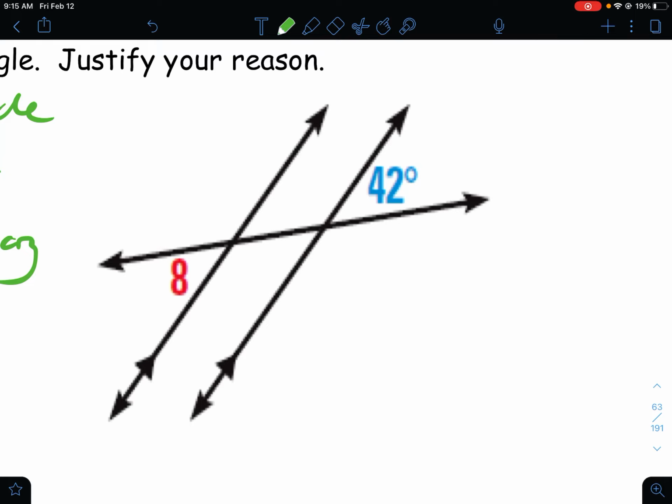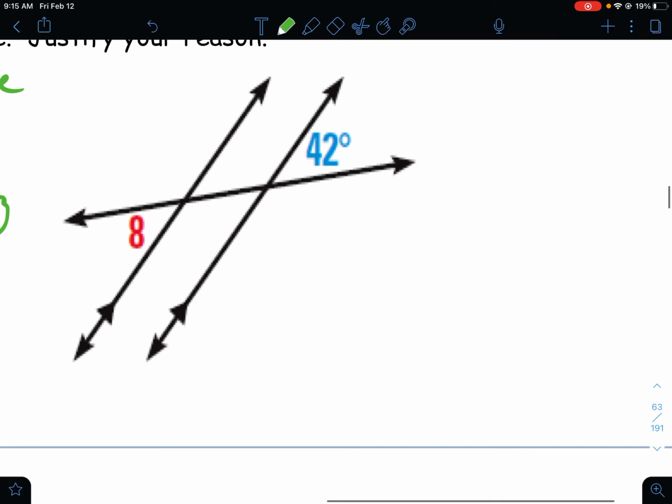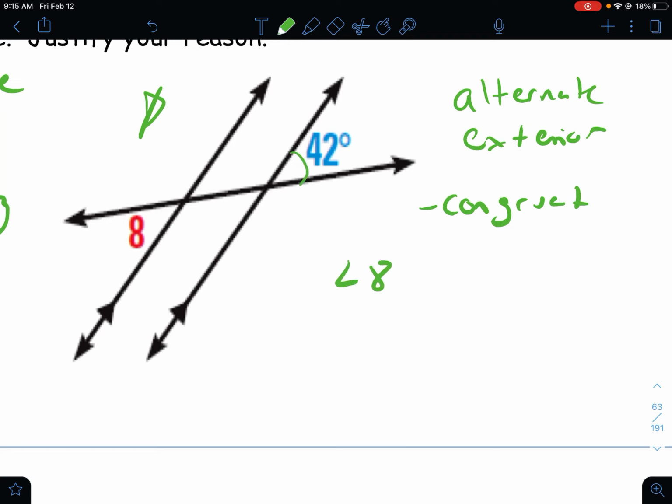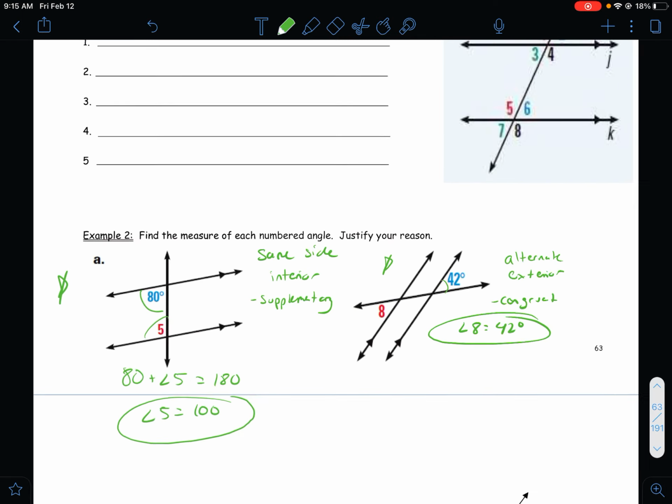All right, what kind of angles do we have here? We got 8 and 42. If you look, you can see that these are alternate exterior. And again, we have parallel lines. So alternate exterior angles that are formed by parallel lines have a special relationship. Are they complementary, supplementary, congruent? What do we have here? You should have that they are congruent. So if this angle is 42, that means that angle 8 needs to equal 42 degrees.